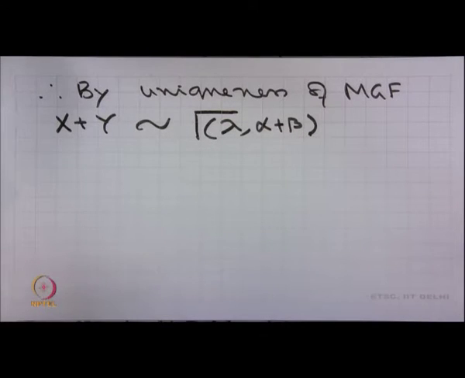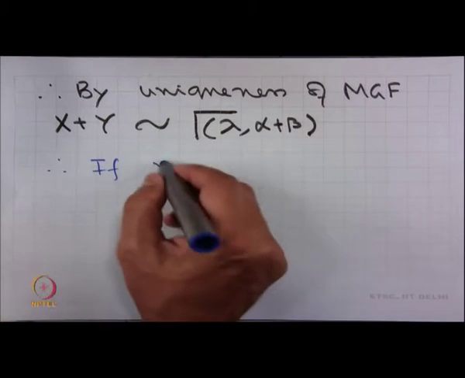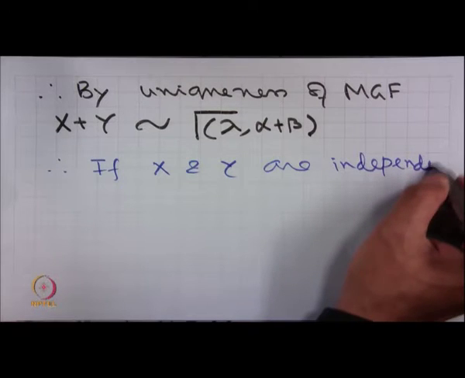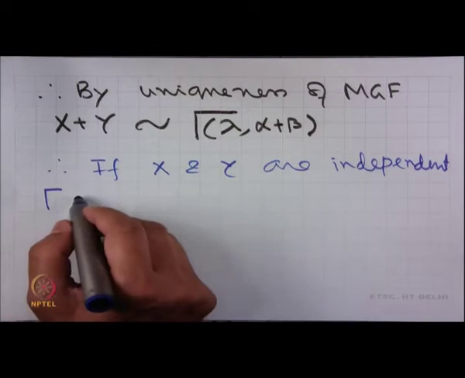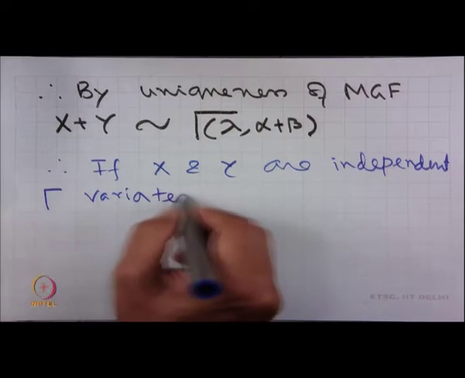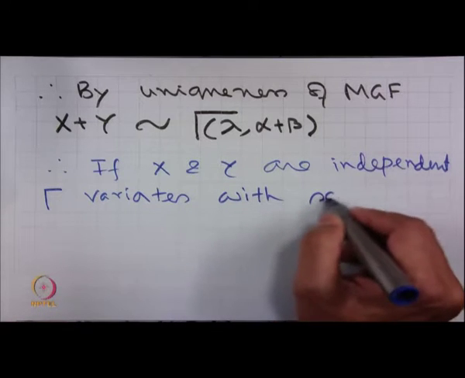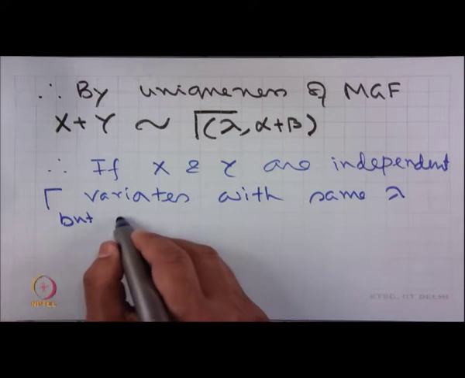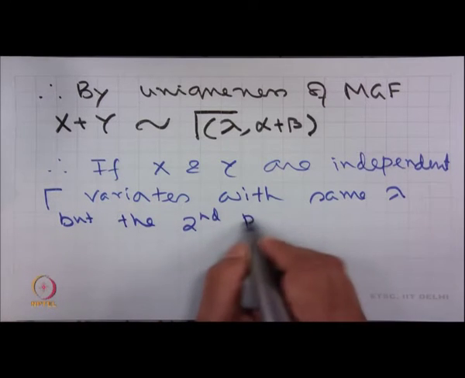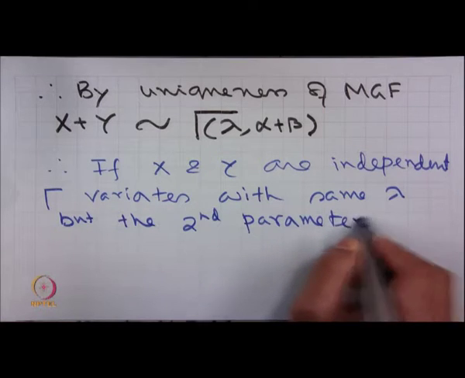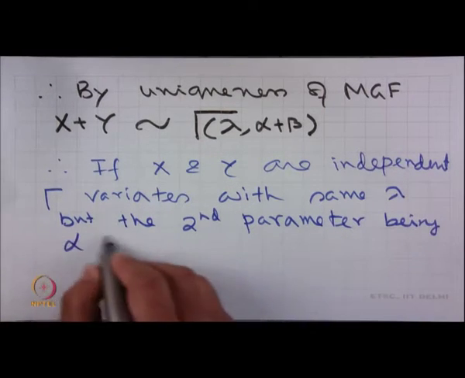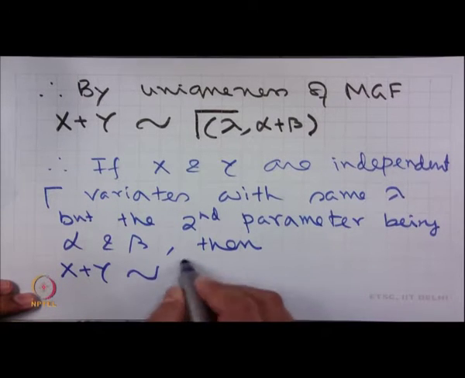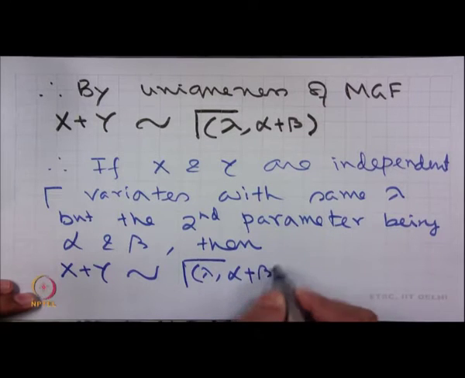So, what we obtain is that if X and Y are independent gamma variates with same lambda, but the second parameter being alpha and beta, then X plus Y is also a gamma variate with lambda, alpha plus beta.